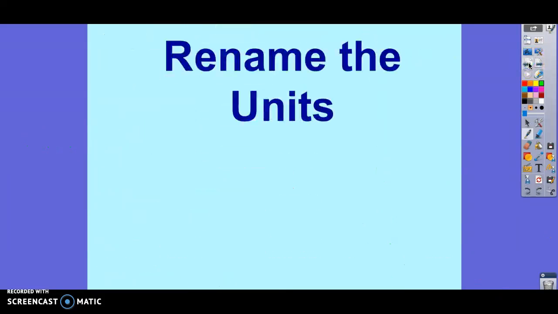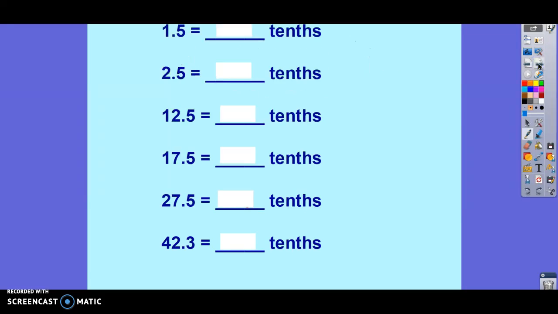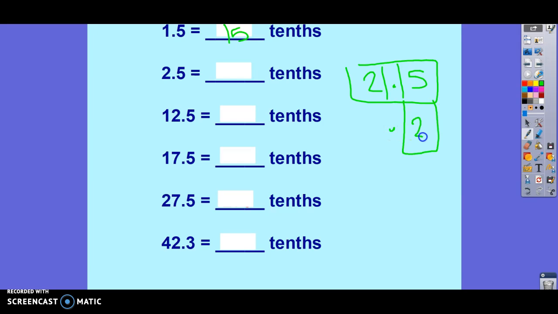Let's look at renaming some units. We're going to take some units similar to what we had in the last problem and rename those to make those all one group of units. So our first example is 1 and 5 tenths. How do we say that in just tenths? How many tenths are in 1 and 5 tenths? It's going to be 15 tenths. How many tenths are in 2 and 5 tenths? Well, let's look at it on a place value chart. I have 2 in the ones place, 5 in the tenths place. If I just want to put those in the tenths place, I would have 25 tenths.